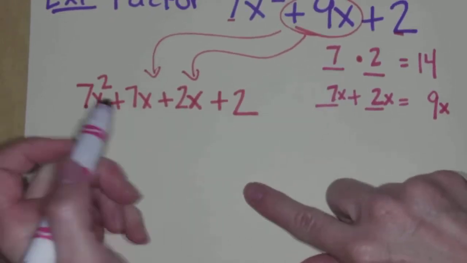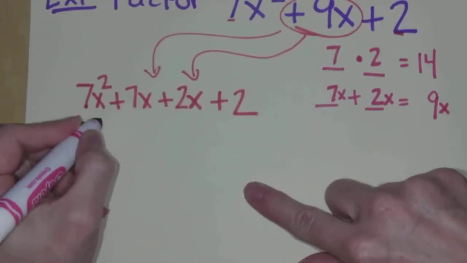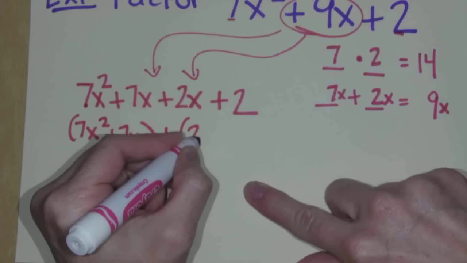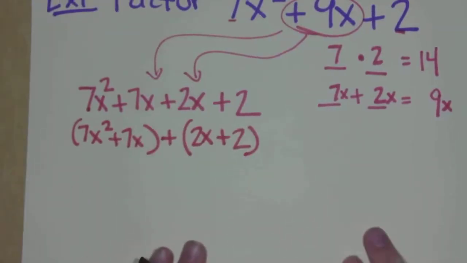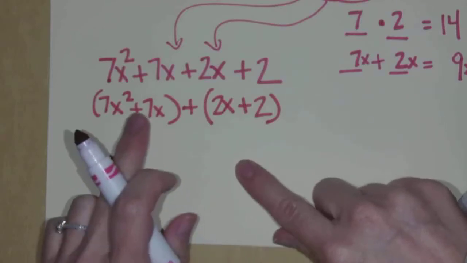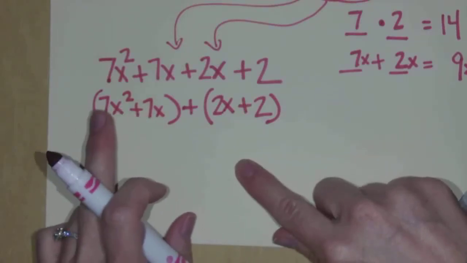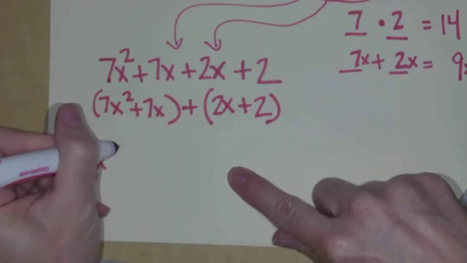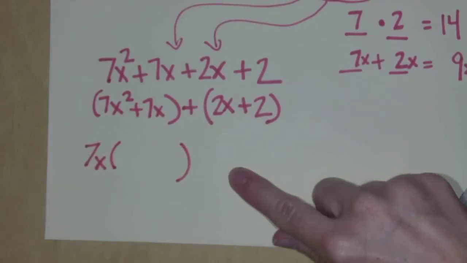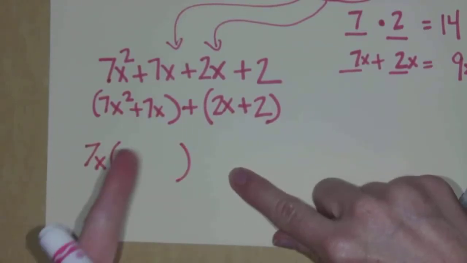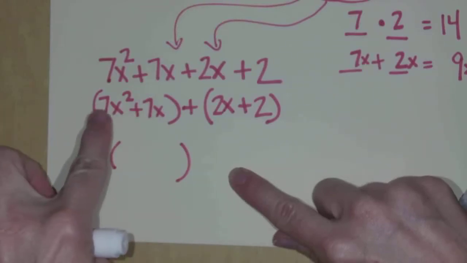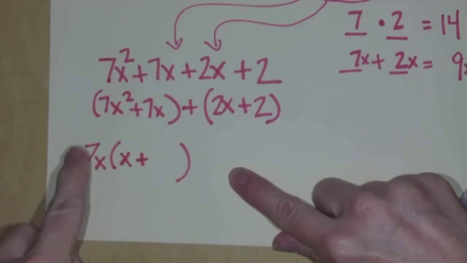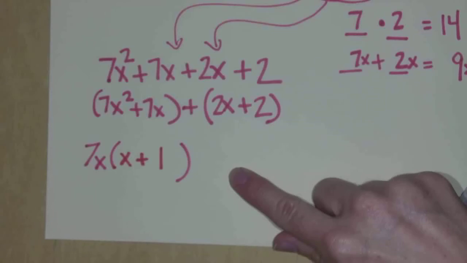Now I'm going to group. So I'm going to put my first two terms in a quantity, 7x squared plus 7x. And I'm going to bring down that plus sign. I'm going to put my second two terms in a quantity. And now I'm going to factor by grouping. I'm going to factor out a GCF here. So the GCF of 7x squared and 7x is going to be 7x. Again, that was learned in a previous lesson, how to factor by a GCF. Now I divide each of these terms by 7x. So 7x squared divided by 7x is just x. And 7x divided by itself is just 1.